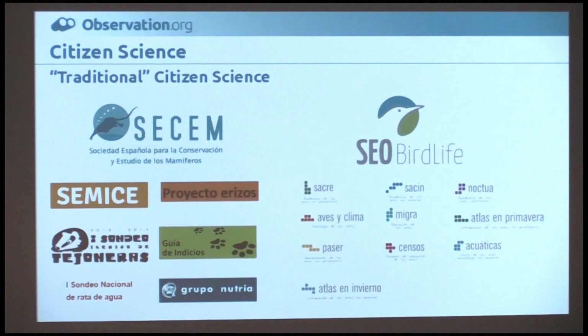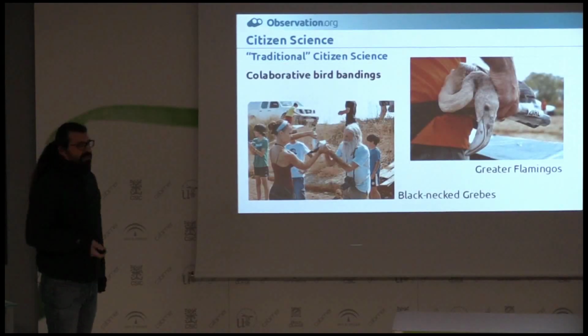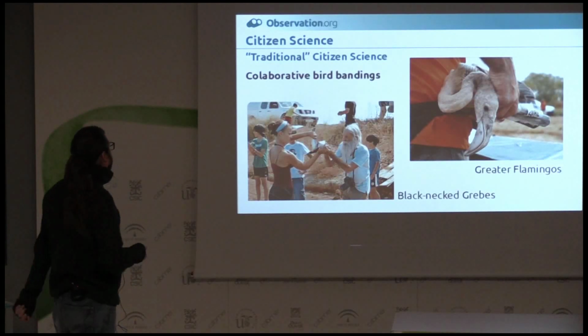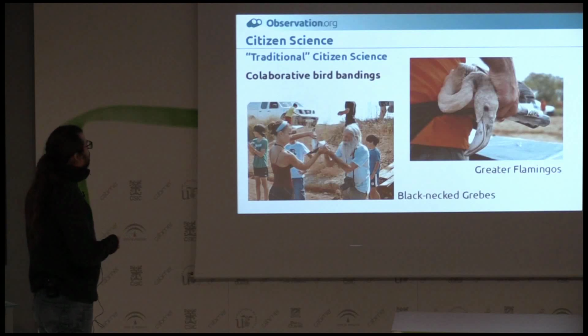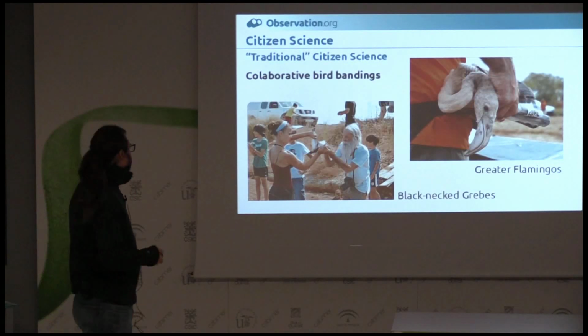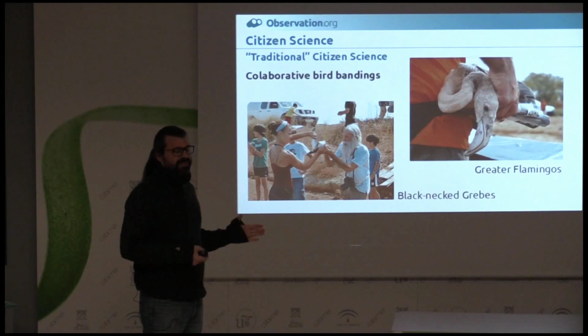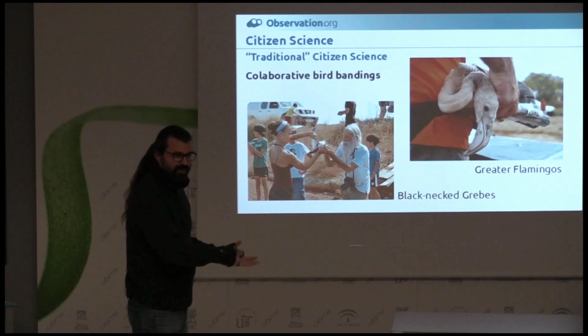We have a lot of people collaborating with scientific supervision, taking data, most of the time on paper, and at the end you send the data that you have collected in the field to the central for revision and collection. For example, here in the EBD, there are some people doing also citizen science with collaborative bird bandings, like the greater flamingo bandings or the black-necked grebes. There are a lot of people collaborating in this, not necessarily just collecting the data, but also helping to collect the data.